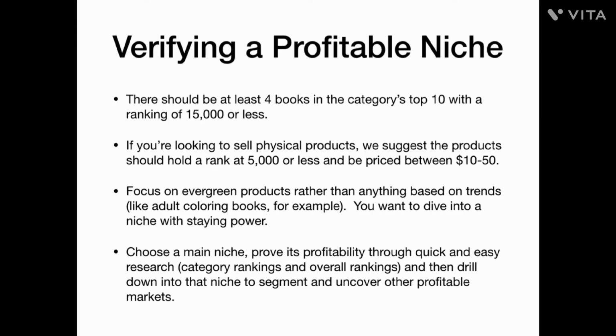Verifying a profitable niche is easy. There should be at least 4 books in the category's top 10 with a ranking of 15,000 or less. If you're looking to sell physical products, we suggest the product should hold a rank of 5,000 or less and be priced between $10 and $50. Focus on evergreen products rather than anything based on trends. You want to focus on niches with staying power.